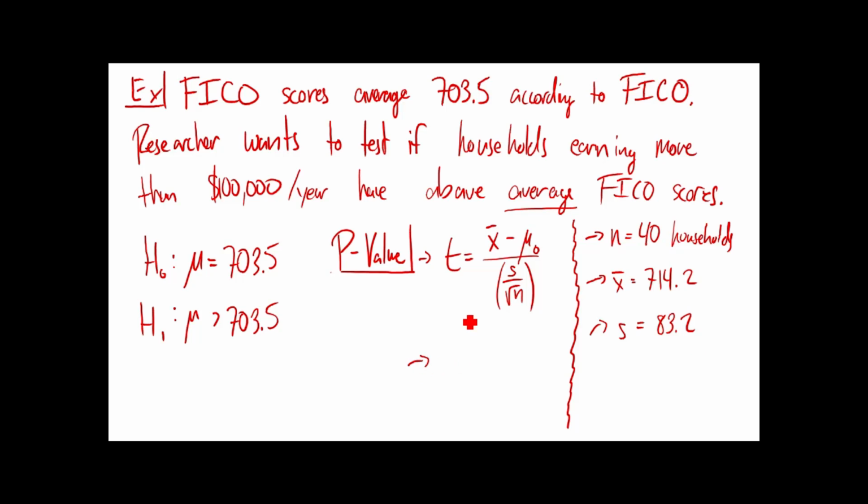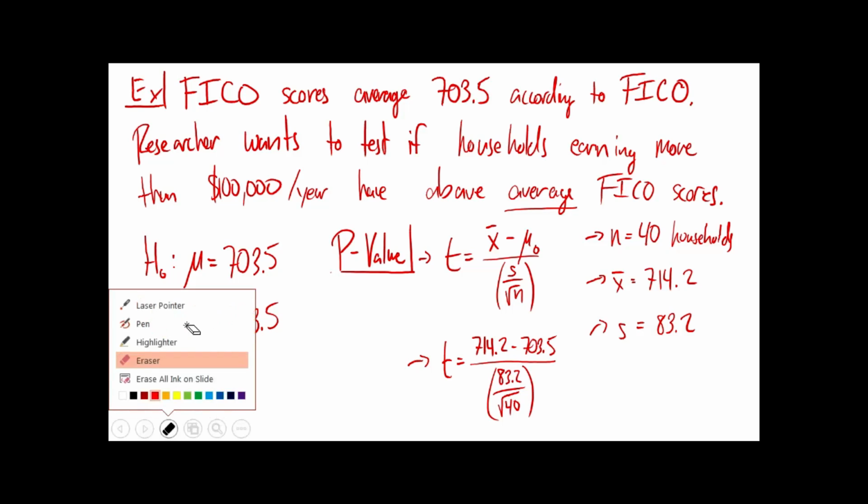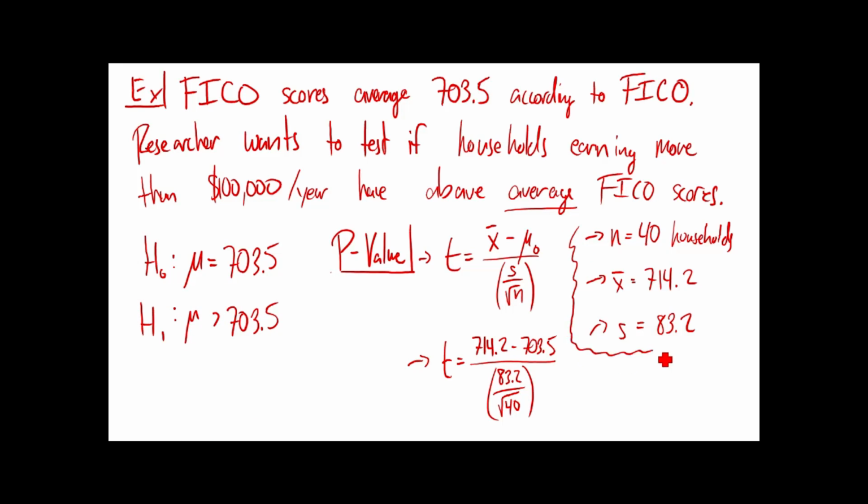So what do you say here? To calculate your t-statistic, in our sample, we had a sample mean of 714.2. The null hypothesis is 703.5. The standard deviation was 83.2, but we sampled 40 people, so it's going to scale that back a little bit. And if you do that, what do you get for your t-value? Let's say rounded to three decimal places.